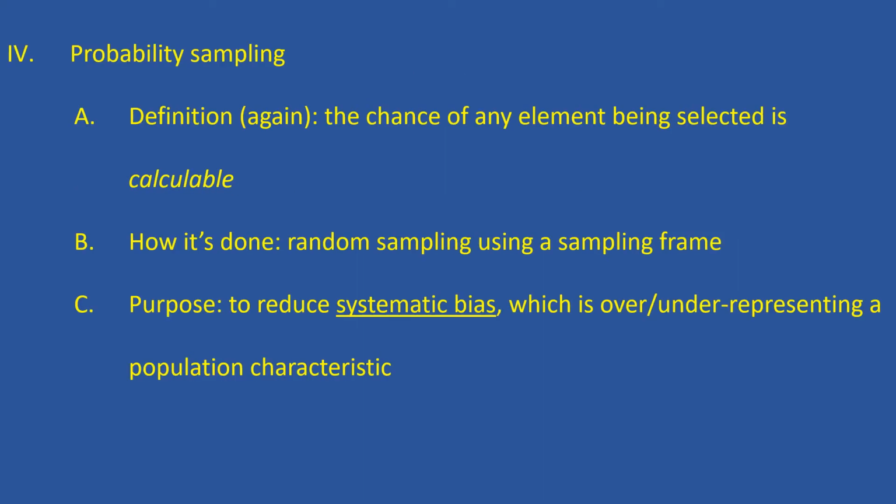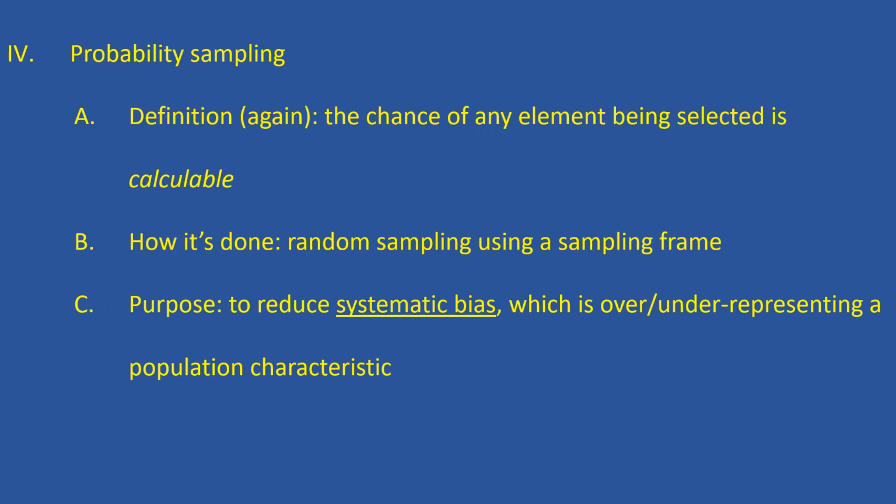So let's do a little repetition. The chance of any element being selected is calculable in probability sampling. You're able to say you have one chance in 1,000 or one chance in 100 or one chance in 325 million. So if you're going to get a sample from the United States population, you're going to want more than one person. So that's the definition of probability sampling.